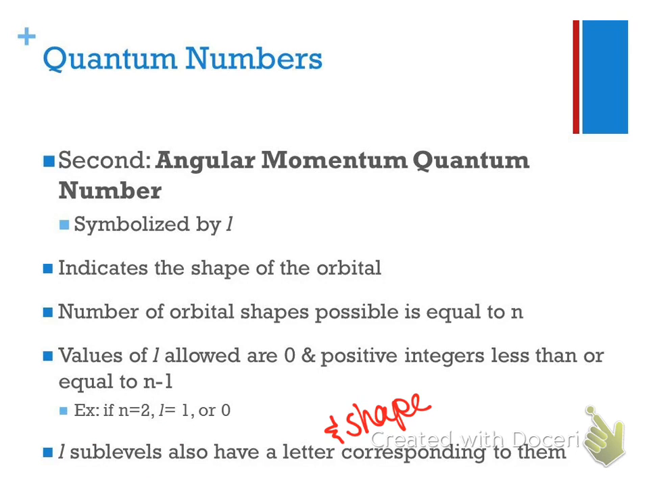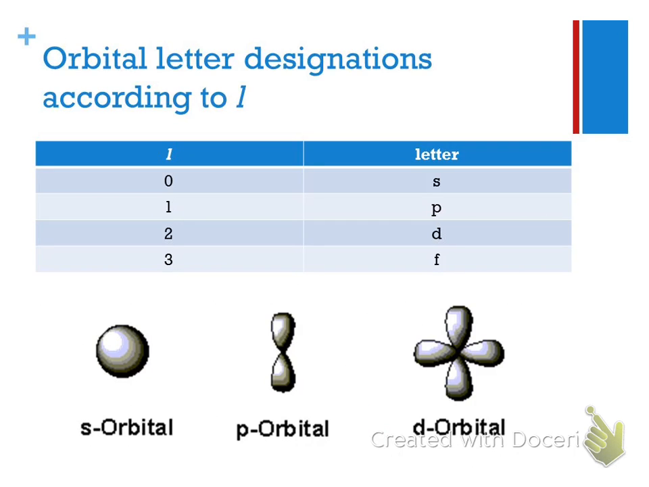If L equals 0, that orbital has a certain shape. If L equals 1, it has a certain shape. So our L values have letters and shapes that correspond with them. Now we're going to know how far away from the nucleus our electron is and what shape of orbital it's going to be in. In the left-hand column are our L values.